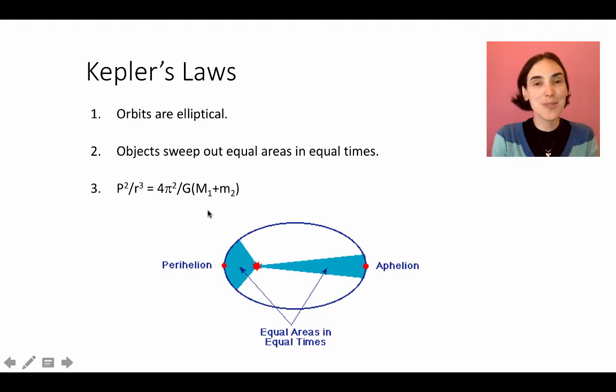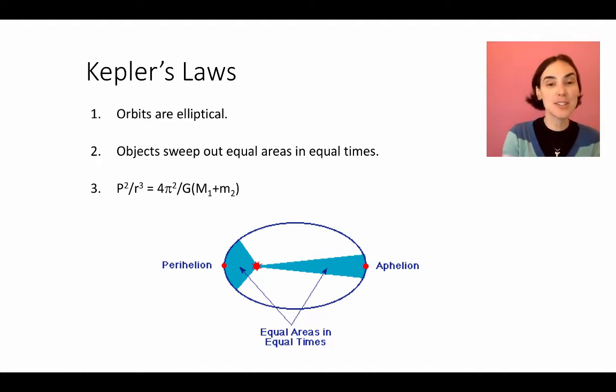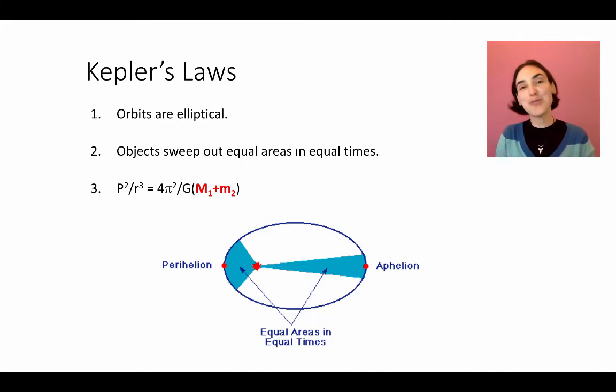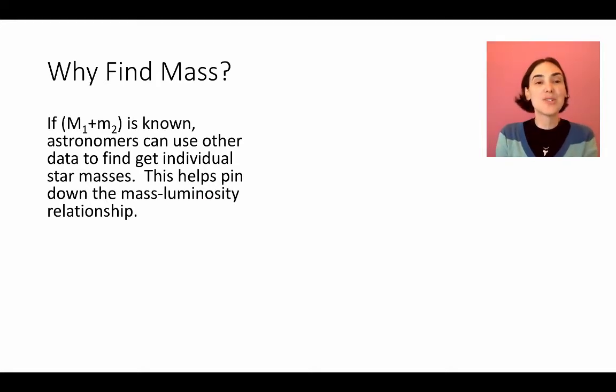Kepler's third law is the mathy one, and it tells us how the period of the orbit, or the time that it takes to go around, and the semi-major axis of the orbit are related to the masses of the stars. This M1 plus M2 represents the mass of the primary star plus the mass of the secondary star. And that's what we're trying to find with double stars, is solve the orbit so that we can get their masses. Knowing the masses of the stars allows astronomers to figure out important things about stars.